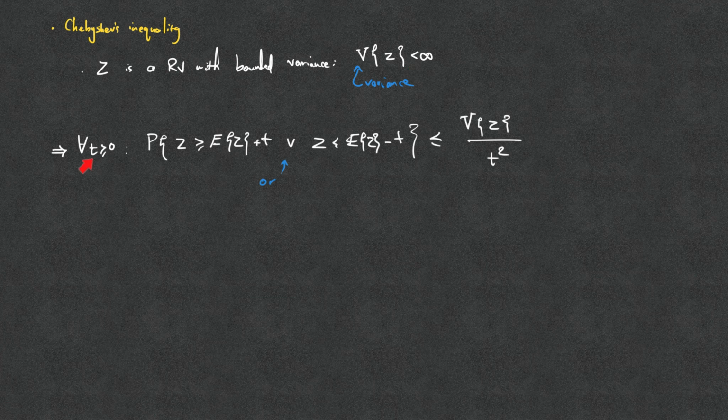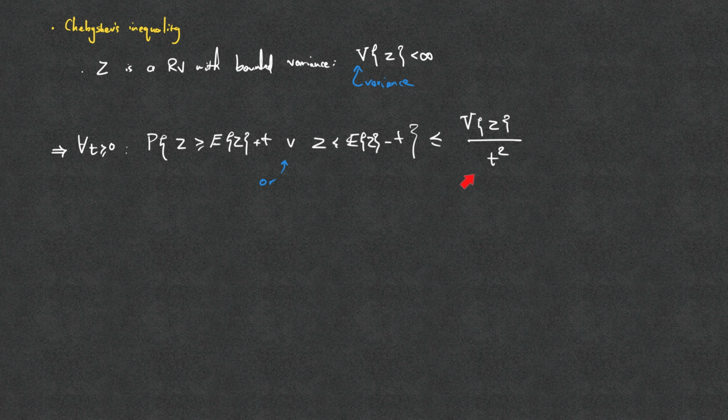If you pick any real valued non-negative number t, the probability of z being larger than or equal to Ez plus t, or, this is a disjunction, the event of z being less than or equal to Ez minus t, or intuitively, the probability of z not being close to Ez by the margin t, is going to be less than or equal to the variance of z divided by t^2.